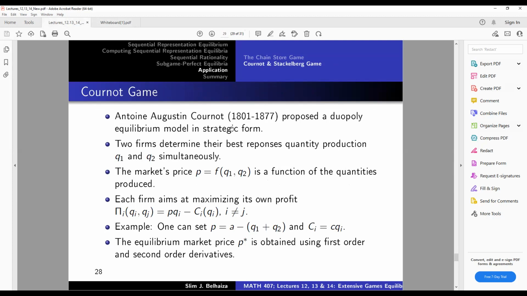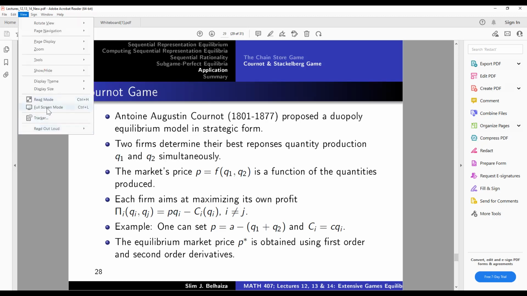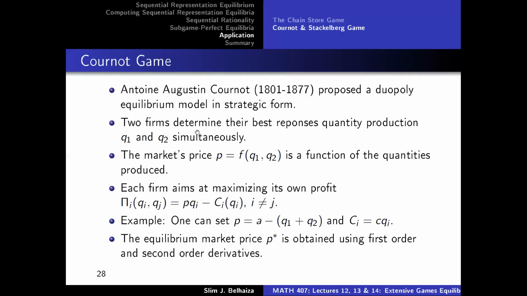Antoine Augustin Cournot, who lived in the 19th century, proposed what we call a duopoly equilibrium model in strategic form. In his model, he had two firms, and the two firms determine their best response quantity productions, Q1 and Q2, simultaneously. And the market price is a function of the two quantities, Q1 and Q2.